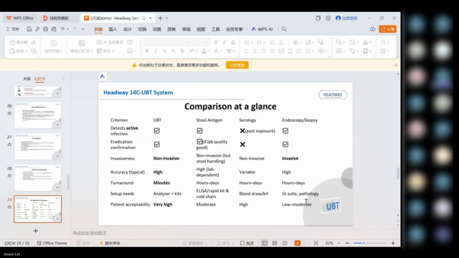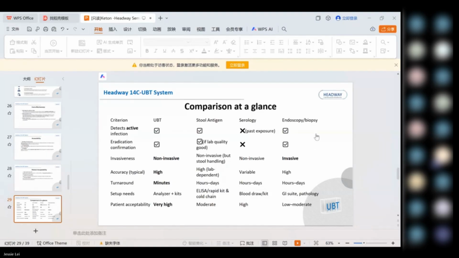Let me check them. Yes, there are more questions on the chat box. Okay. So John Chomber asks, how will you distinguish your analyzer from others to avoid counterfeit? Okay.